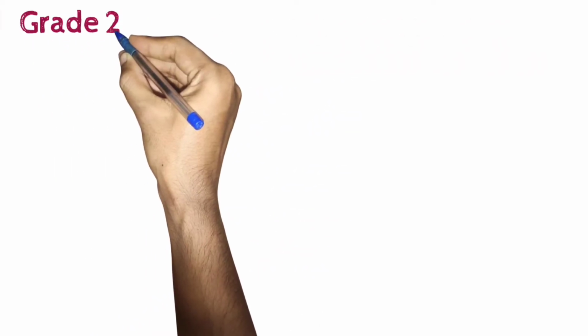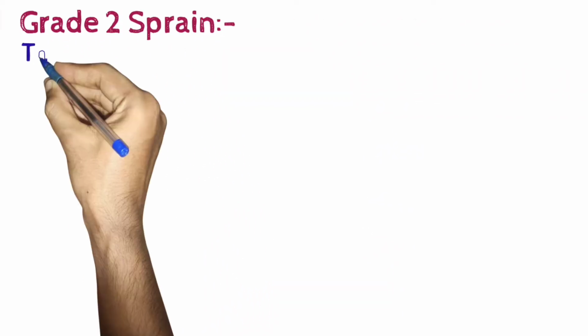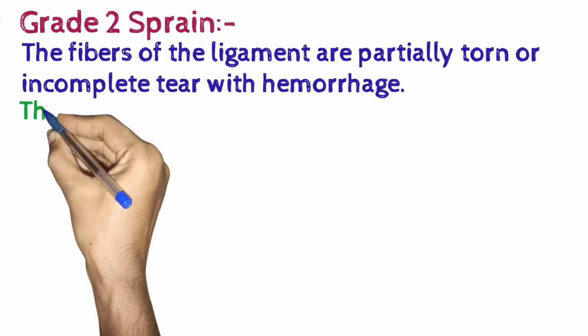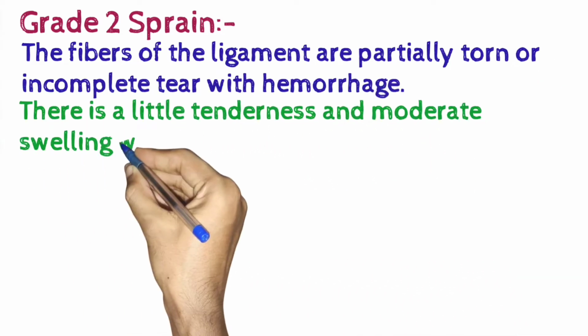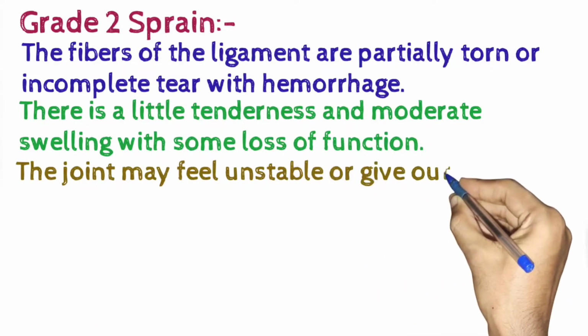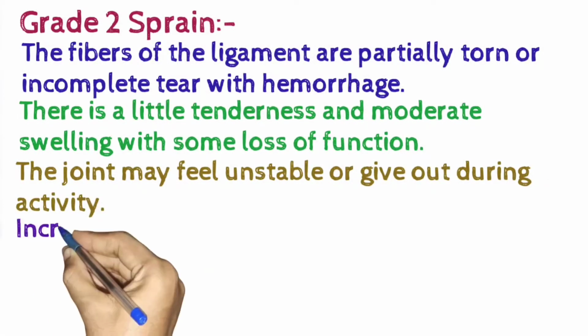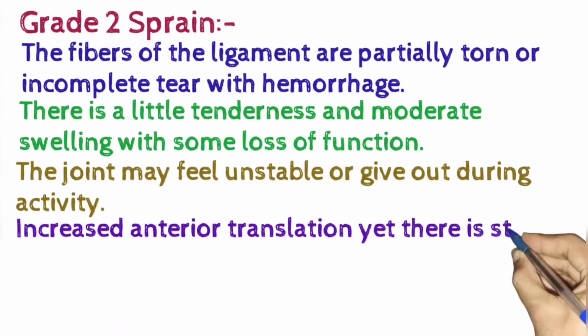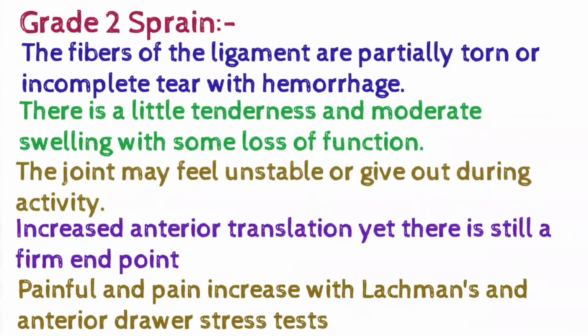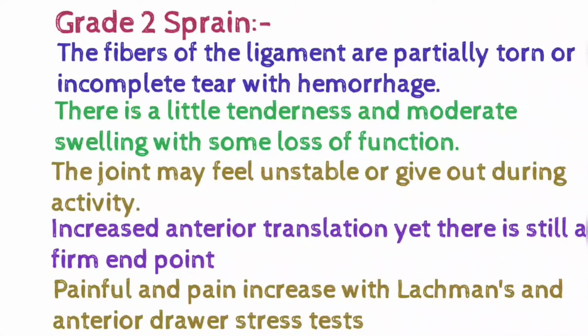Grade 2 sprain. The fibers of the ligament are partially torn, or an incomplete tear with hemorrhage. There is a little tenderness and moderate swelling with some loss of function. The joint may feel unstable or give out during activity. Increased anterior translation, yet there is still a firm end point. Painful, and pain increases with Lachman's and anterior drawer stress tests.